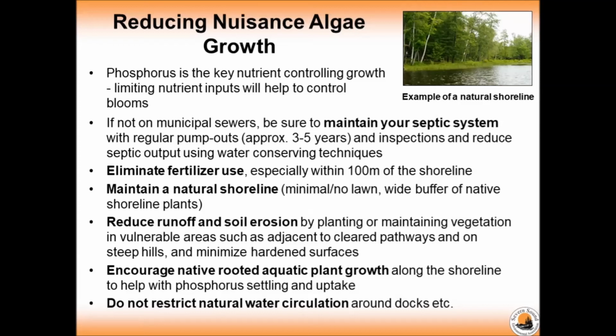So maintain vegetation in particularly vulnerable areas, things such as next to cleared pathways and on steep hills and that sort of thing. And really just trying to minimize those hardened paved surfaces on your property. Want to encourage native rooted aquatic plant growth in the water itself along the shoreline, which will help with taking up phosphorus and just sort of settling sediment that might be in the area.